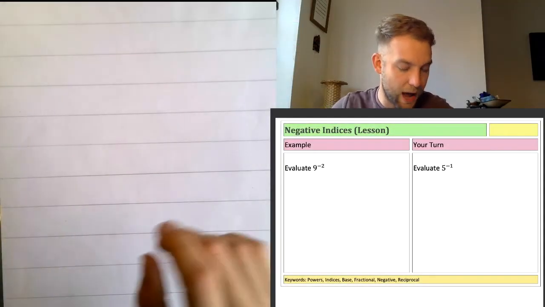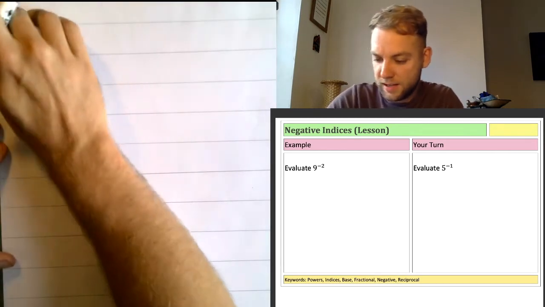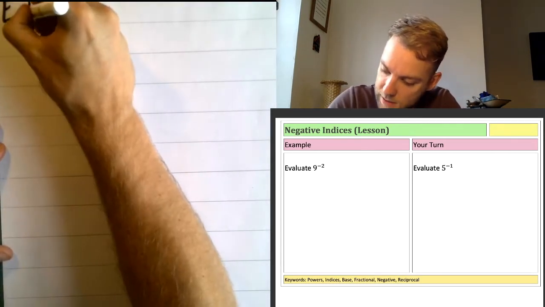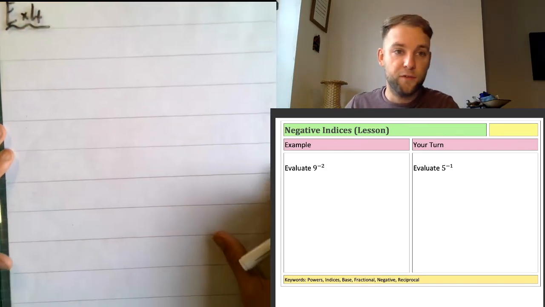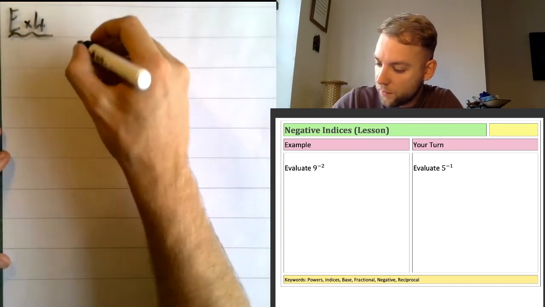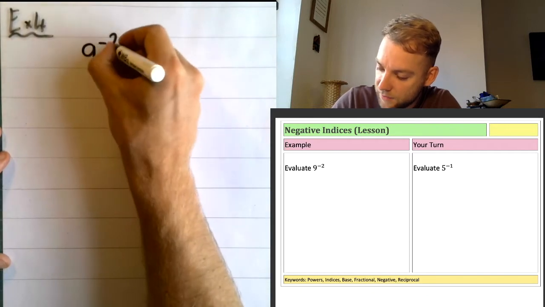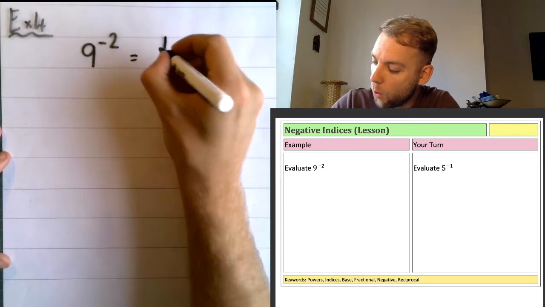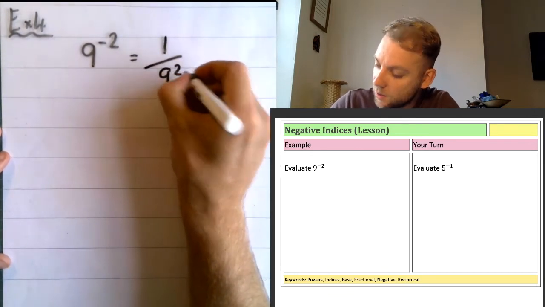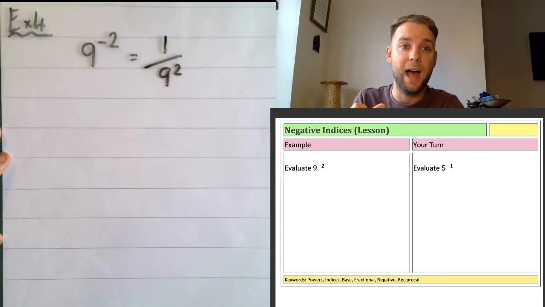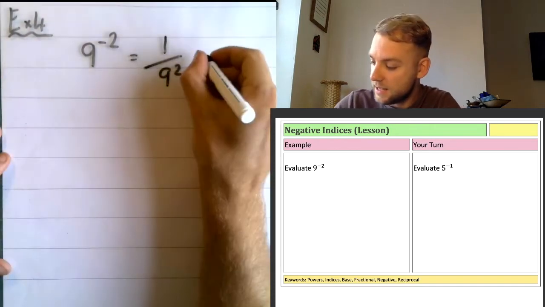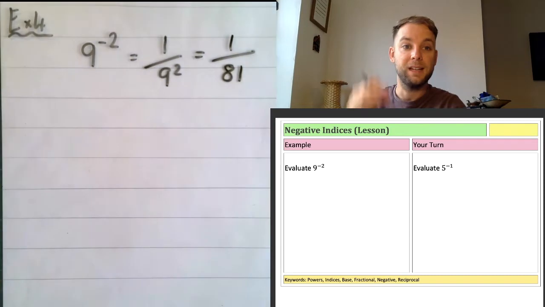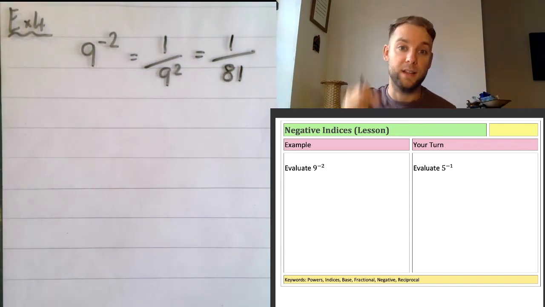Okay, so let's have a go at both of these together then. So this is example 4. Hopefully you flew through these. So I've got 9 to the power of negative 2. Remember the negative means 1 over, so this is equal to 1 over 9 squared. We know that 9 squared is 9 times 9, so this is equal to 1 over 81. Negative means 1 over, then we do what it says.